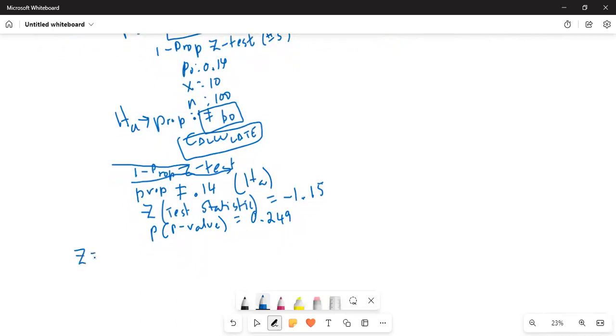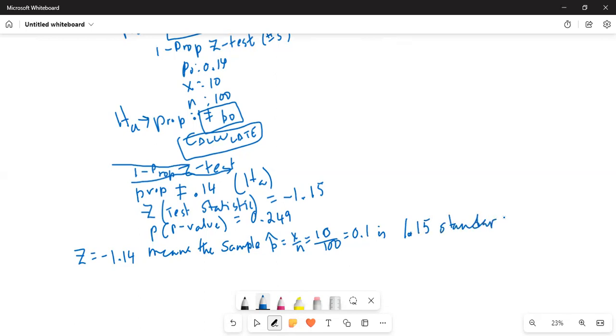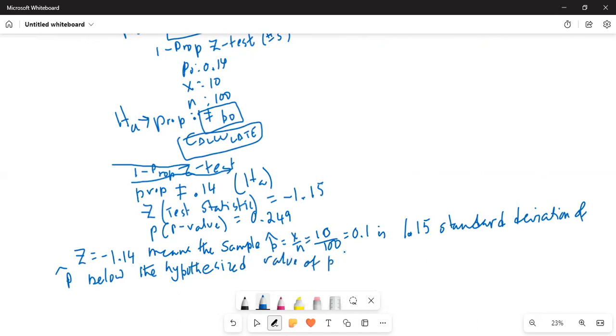z equal to minus 1.15 means the sample p hat, which is x over n, is equal to 10 over 100, which is 0.1, is 1.15 times the standard deviation of p hat below the hypothesized value of p, which is p0 equal to 0.14. Why is it below? Because z is negative.